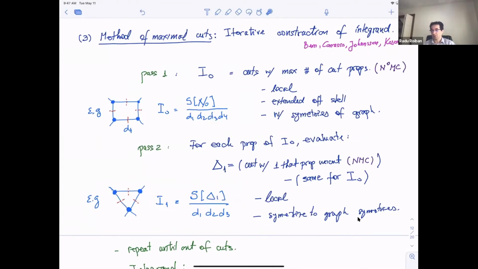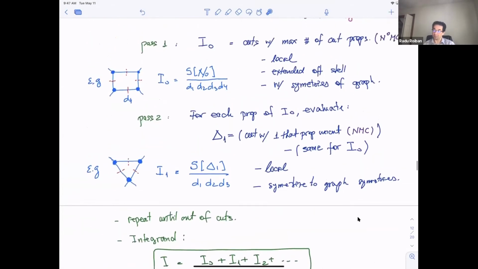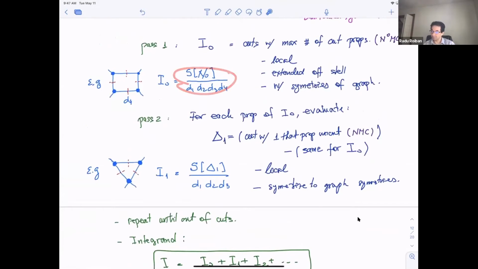And then repeat this until you run out of cuts, and the resulting integrand is just the sum of these guys. And the reason this is the integrand is that essentially by construction, this function exhibits all the poles of the amplitude, and also it has all the correct residues, because again they are by construction the correct ones.